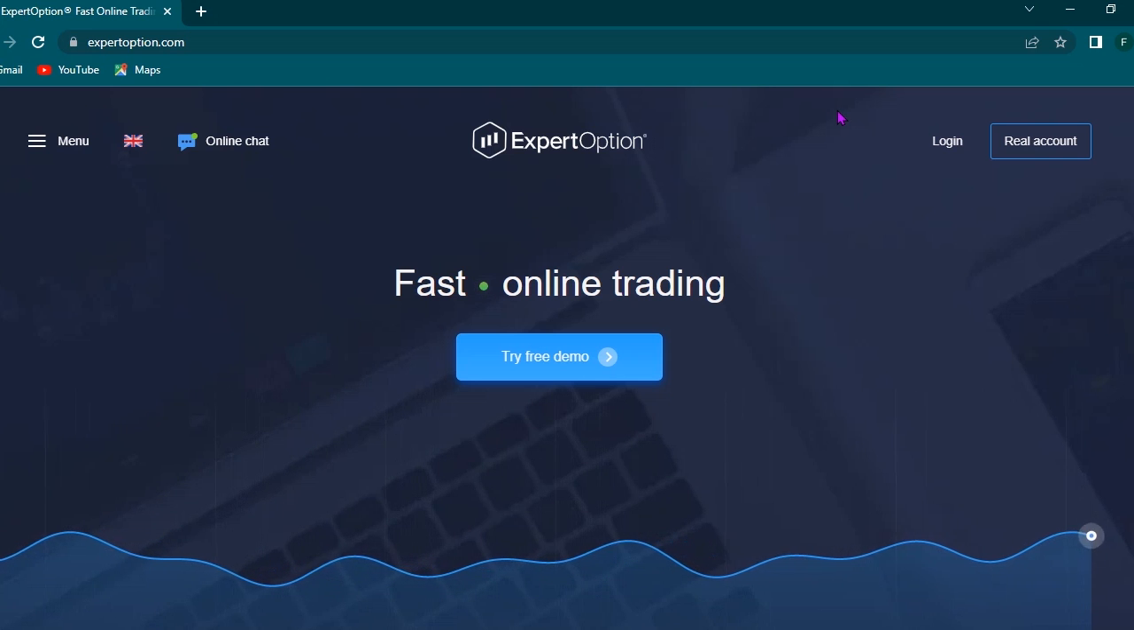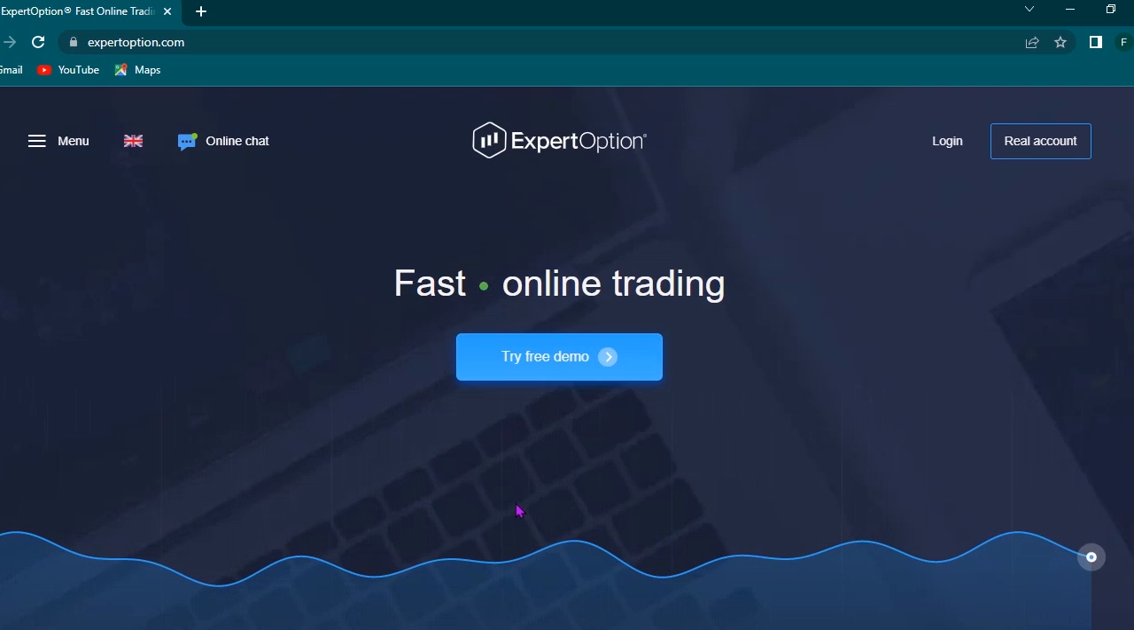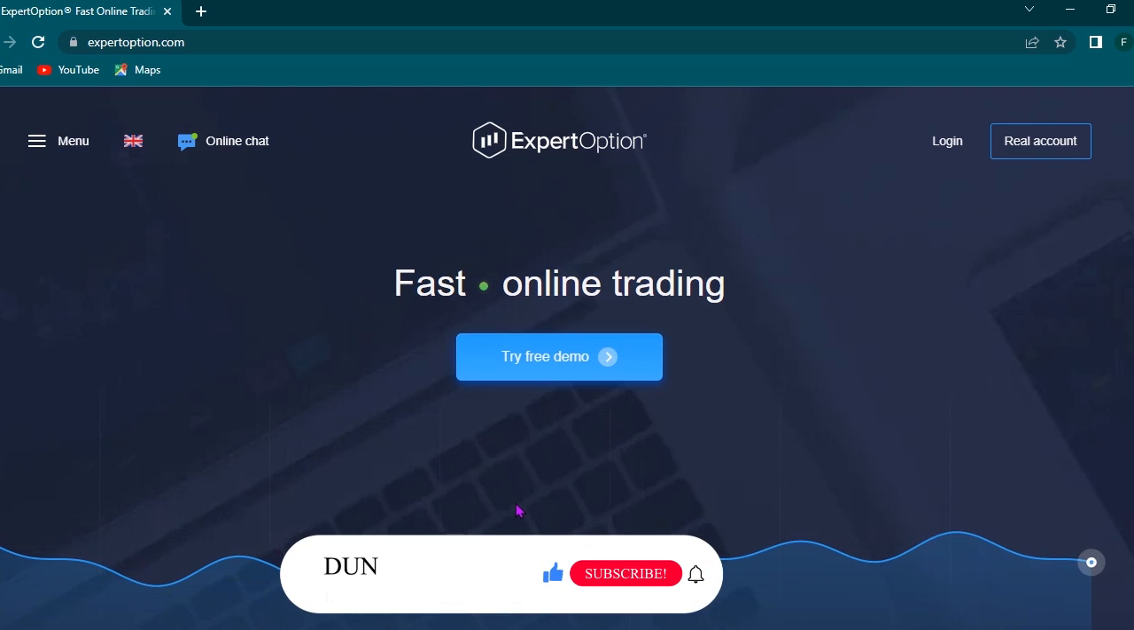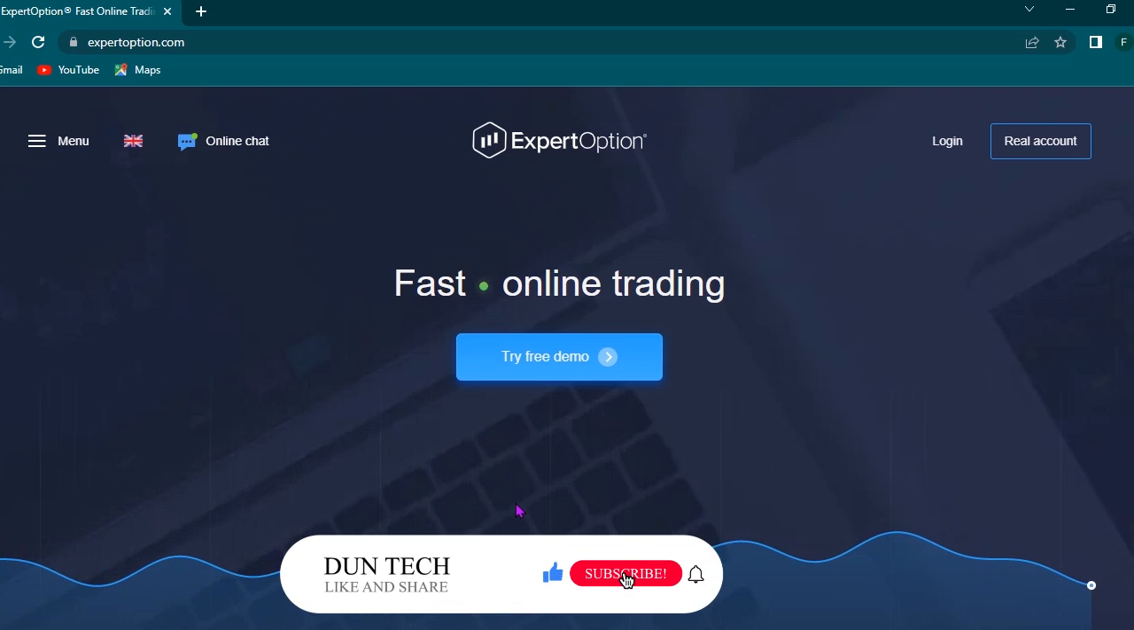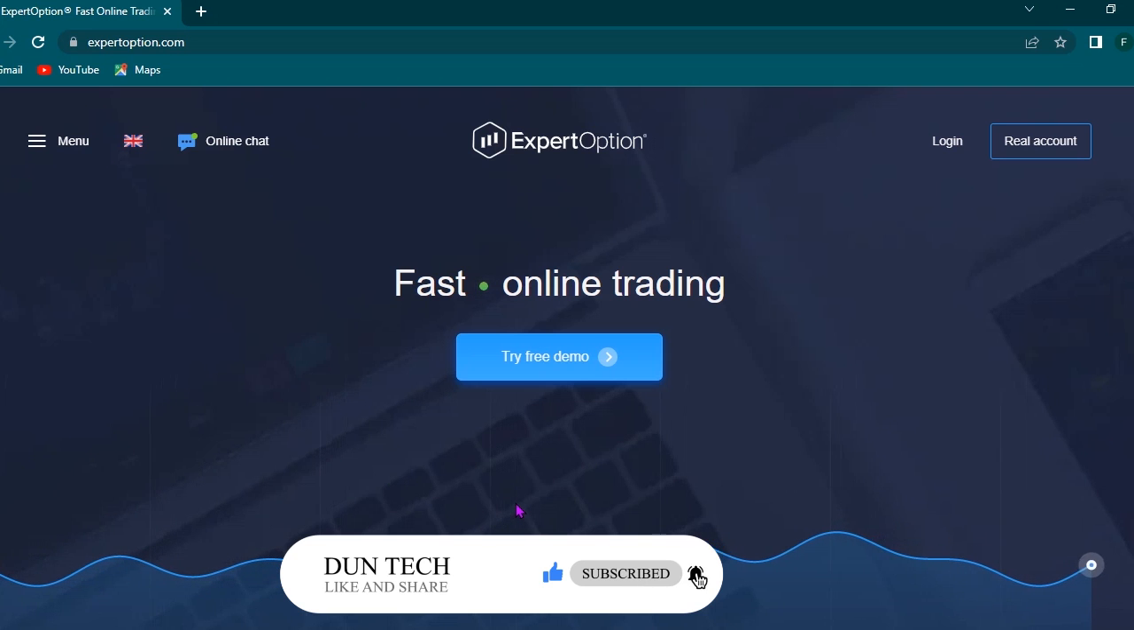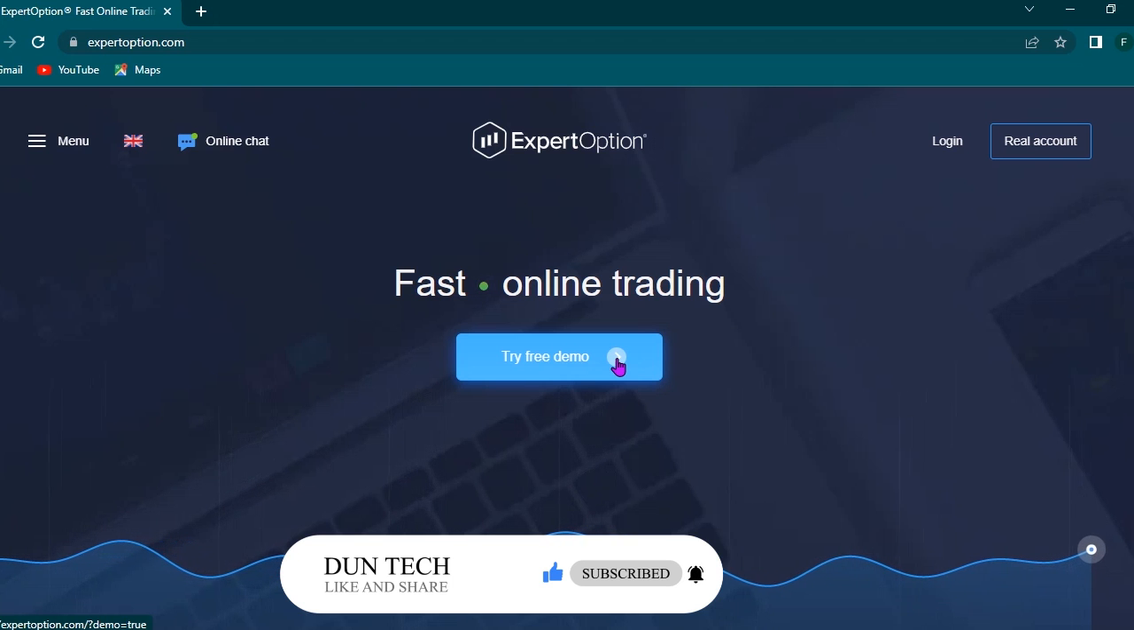And make sure you don't do the demo for too long. Try to deposit some amount into the real account, so that you can be able to control your emotion. This is how it looks. I'm going to go through it in a few minutes, and then I'll show you how to do everything here. Very easy.